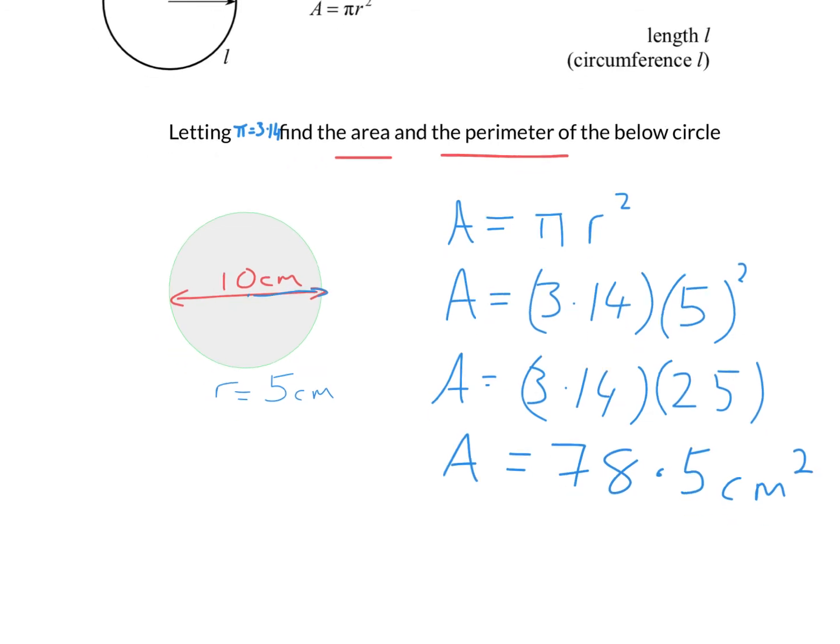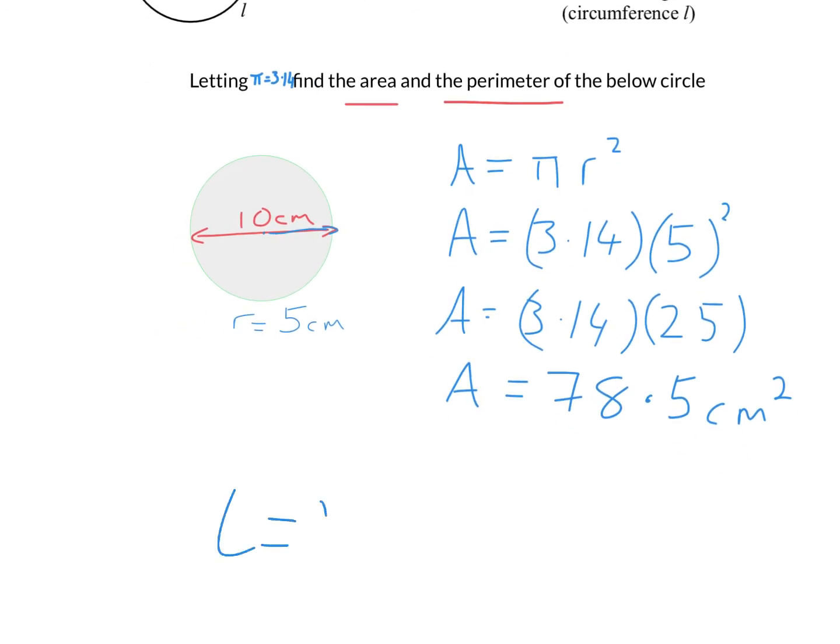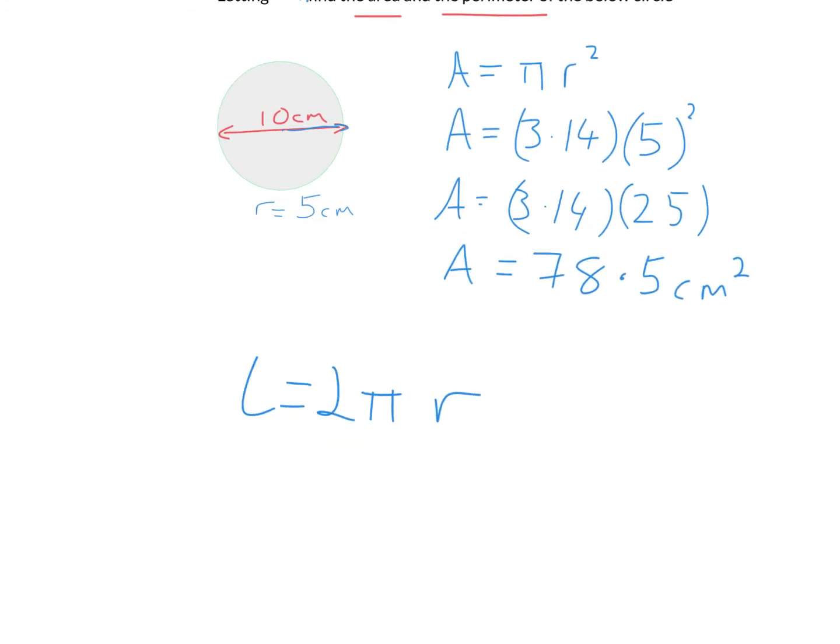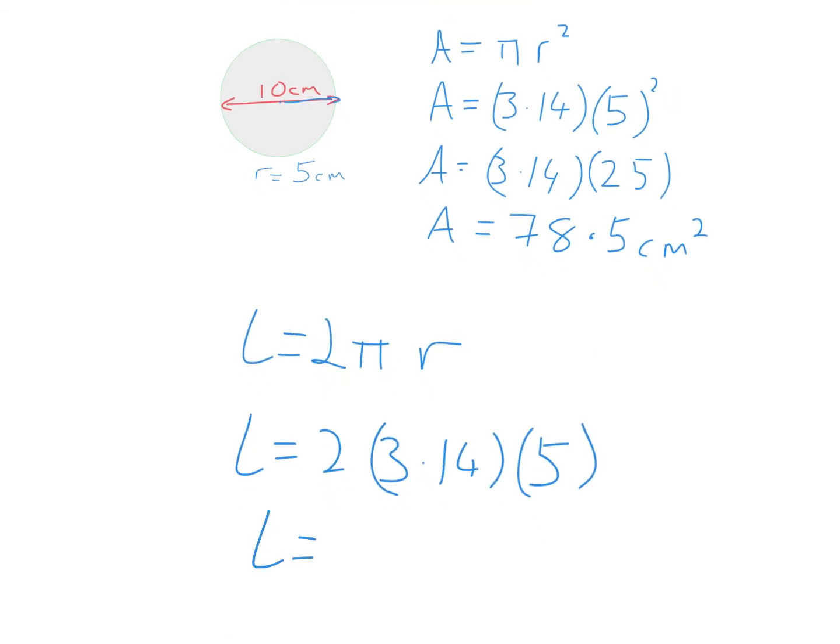Now if we move on to perimeter, we can write out the formula. L is equal to 2 pi r. Once we've written out the formula, we start subbing it in. 2 stays as 2, pi goes to 3.14. Then our radius is 5 here. Multiply all them out in your calculator and you get 31.4 centimeters. Again, centimeters there is for length. We just use the units that were given in the question. It doesn't have to be squared because that's only for area.